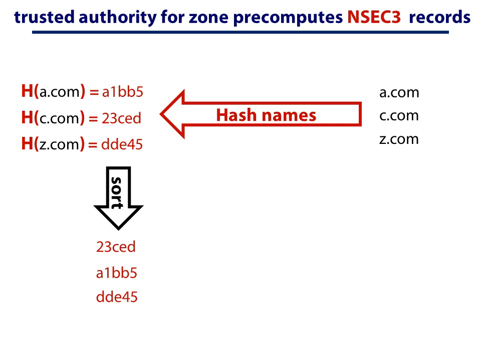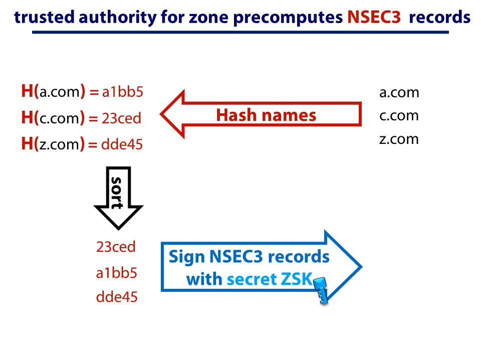The next thing that's going to happen is these hash values will be sorted. So 2 comes before A comes before D. So now we've sorted these hash values. And finally, just like in NSEC itself, we're going to sign every pair of these records.